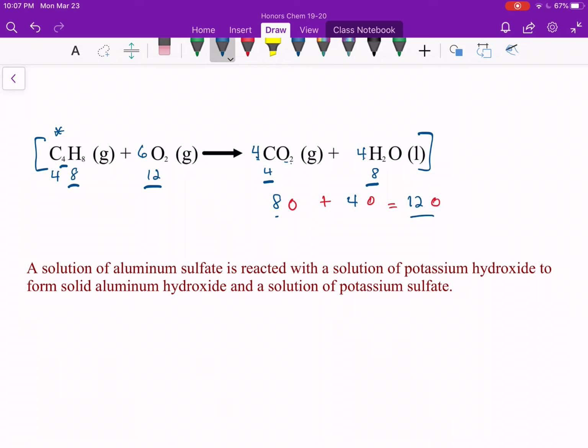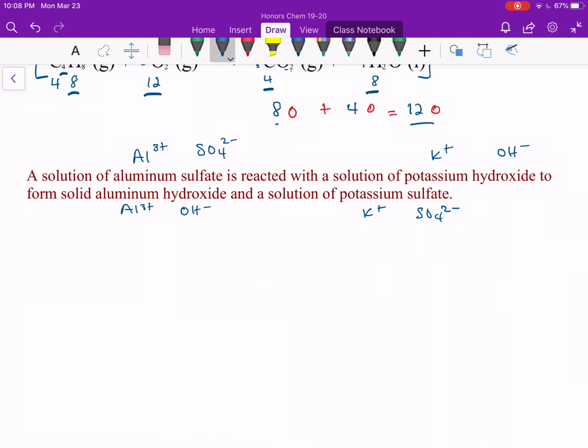And so again, if we go back to basics, I have aluminum. Aluminum's in group 13, so that's going to be 3+. I have sulfate, and I know sulfate is SO4, which is 2-. Then I have potassium. Potassium is going to be K+, because it's in group 1. I have hydroxide, and I remember hydroxide because it's a polyatomic ion. It's going to be OH-. Then I have aluminum again, 3+, hydroxide, OH-, potassium K+, and sulfate SO4 2-.